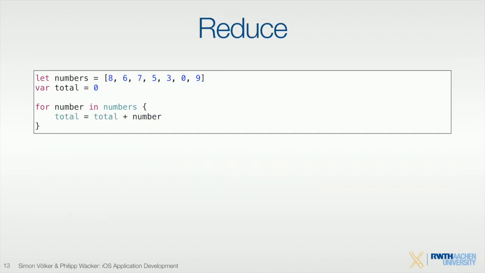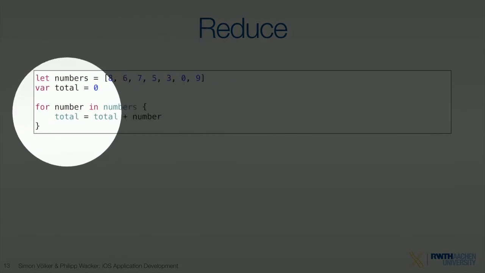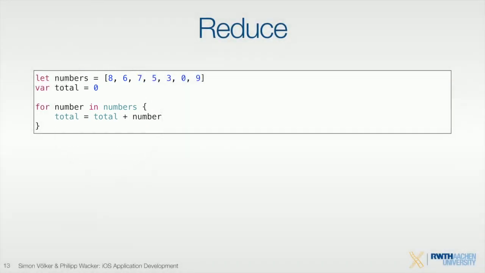And the last one is reduce. What reduce does is it reduces the whole array to one value, to one element or one summary of the array. So here, if I want to have all elements added up, what I could do is have my array of numbers, and I define a total, and then I iterate over every element and add the current number to the total. And the end total is the sum of all the elements.